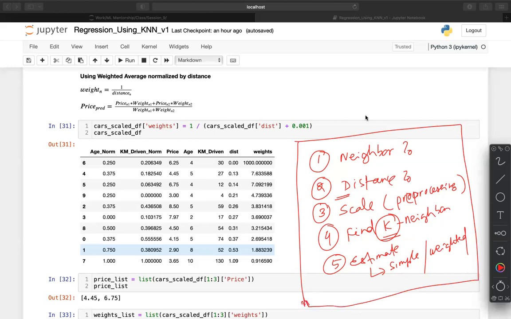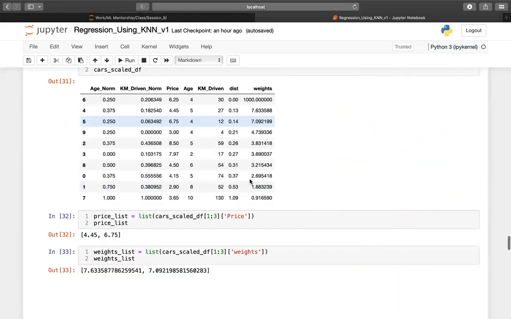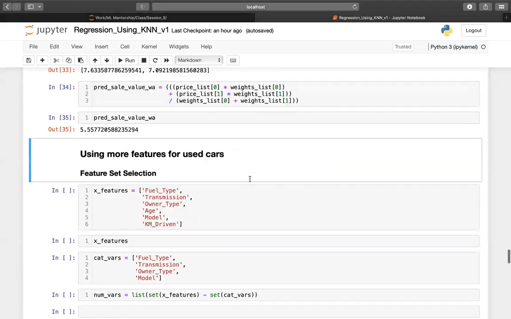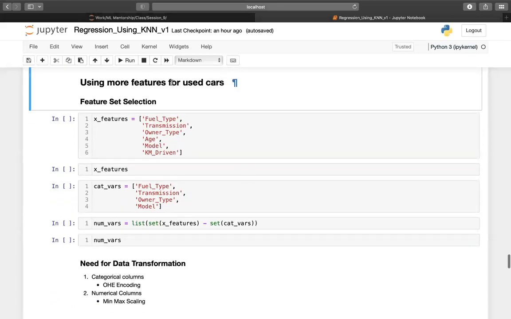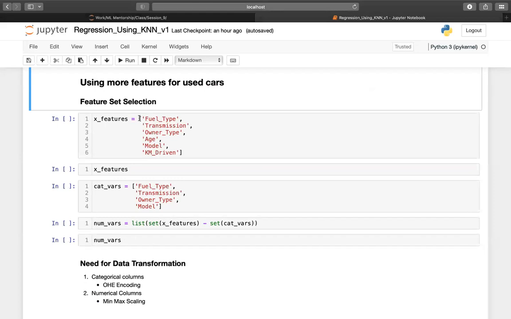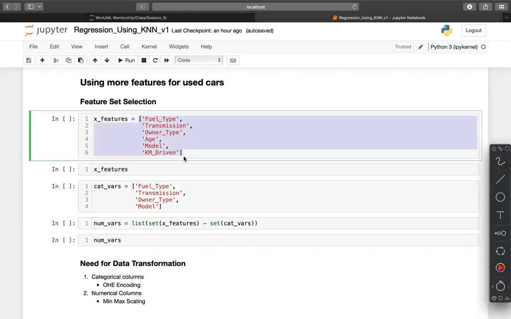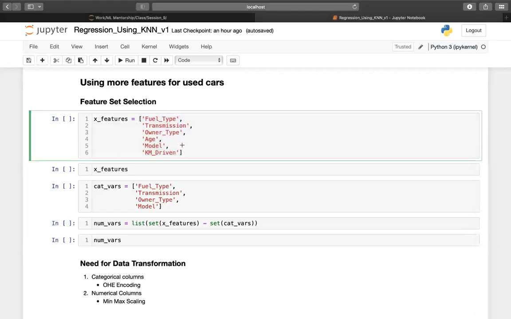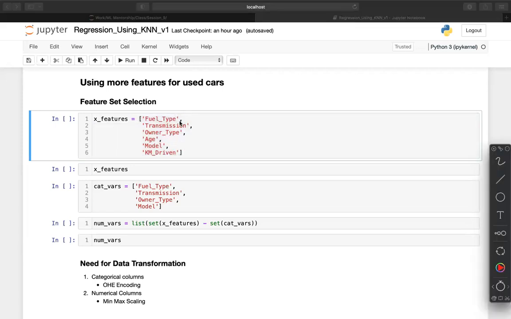So now we'll take this and apply it to a larger data set of the most important variables, and then see the accuracy of the model. So, using more features for the used car now, let's say in this case, we will take these 6 features. Again, I'm not taking all the variables. I'm leaving that as an exercise for you to use all the variables and compute. But I'll take these 6 most important variables here.